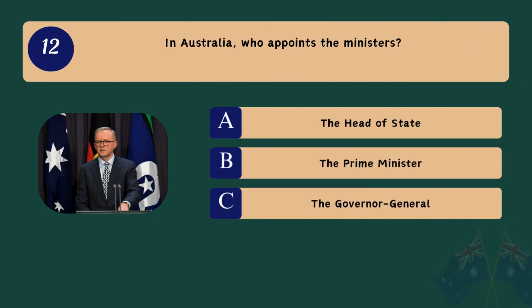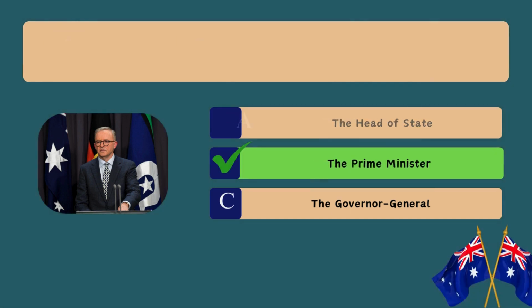Question 12. In Australia, who appoints the ministers? A. The head of state, B. The Prime Minister, C. The Governor-General. Correct answer B. The Prime Minister.